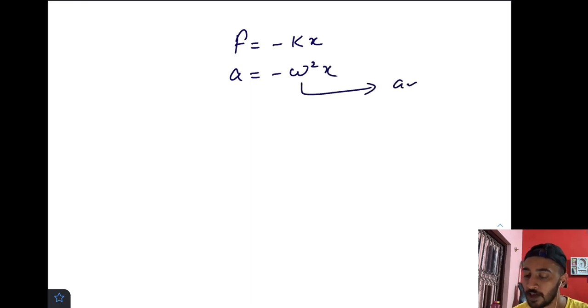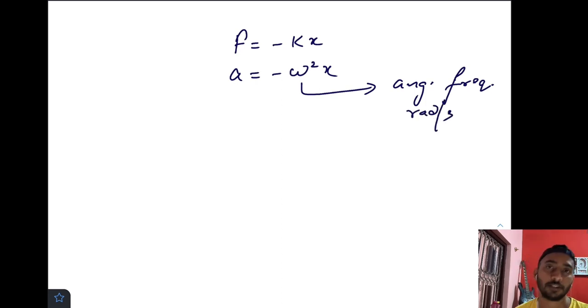In our first lecture, we discussed how the displacement of a particle performing simple harmonic motion varies with time. A particle will perform simple harmonic motion if the force acting on it looks like this: F equals minus kx, where k is the SHM constant. So the acceleration looks like this, where omega is the angular frequency, having an SI unit of radians per second. And speed varies like this, where a is the amplitude.